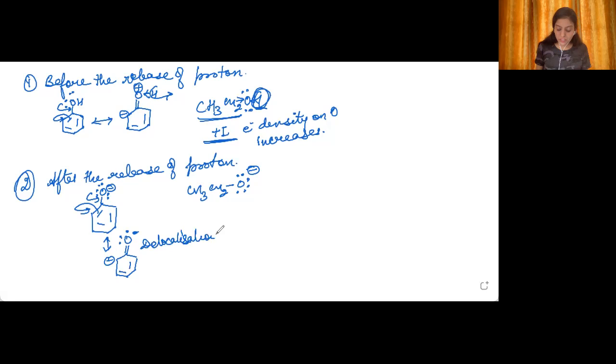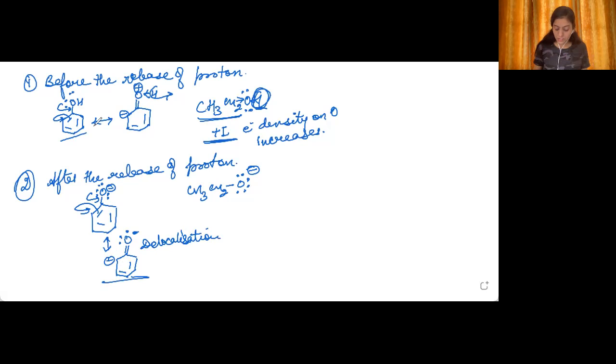Now, whenever there will be delocalization of any charge, it will lead to stability. This means phenoxide ion is stable. If phenoxide ion is stable, this means phenol can very easily release its proton, because even after the release of the proton, the resultant ion formed is still stable.